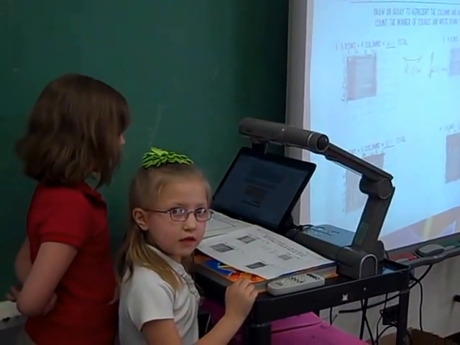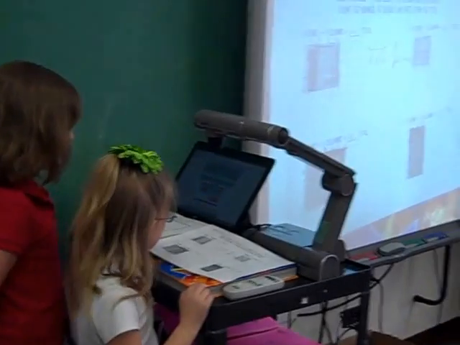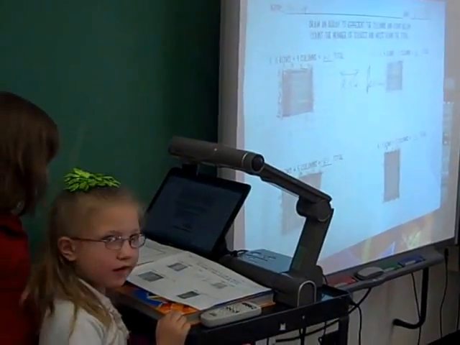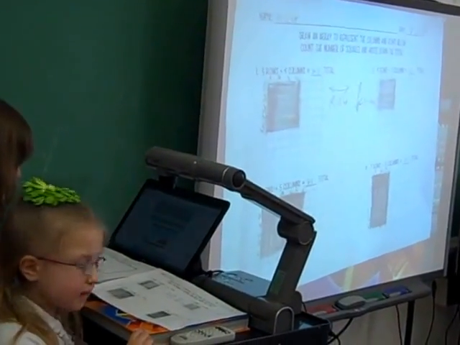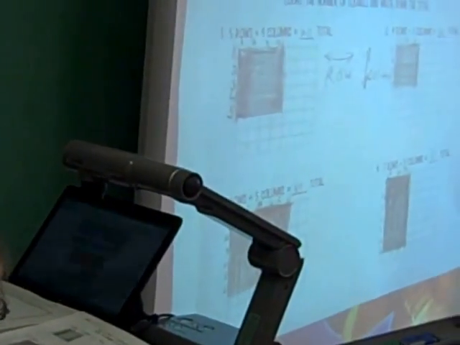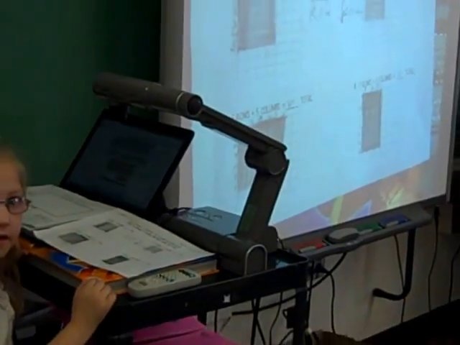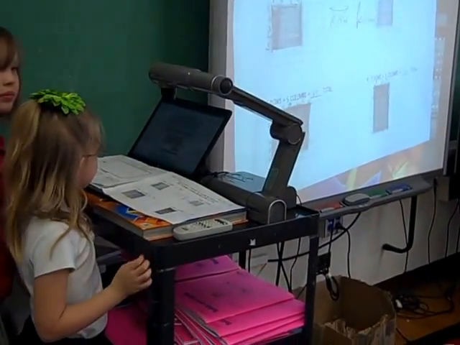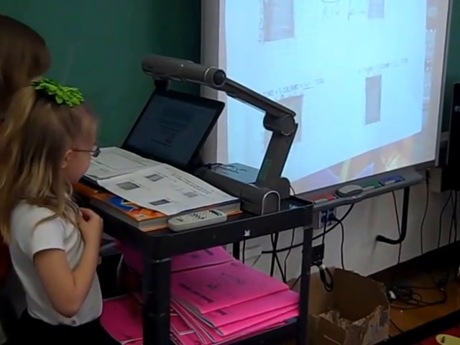Excellent. I like how you have them numbered and shaded. How many is that total? 20. Excellent. So what's 5 times 4? 20. Do you guys see how this is going to help you with multiplication? All right, go to number 3.